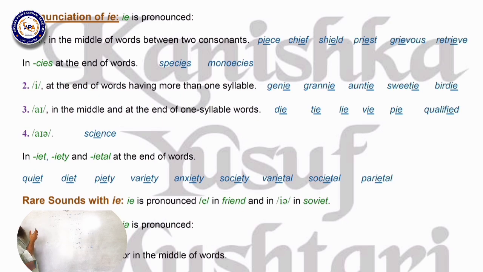auntie, sweetie, birdie, etc. By the way, this is the ending used to show something that is small or someone that we love, like genie, a small jinn, granny or auntie when we love someone, or sweetie, or birdie means little bird. And the third sound given by IE is I.